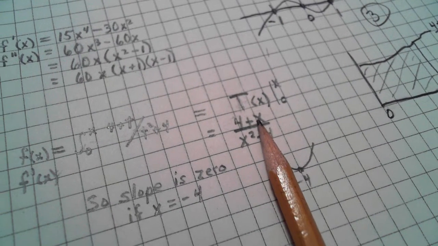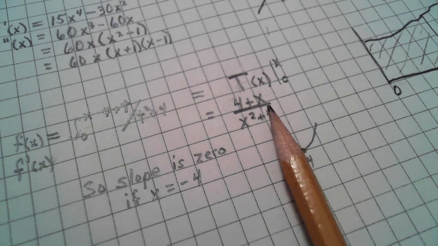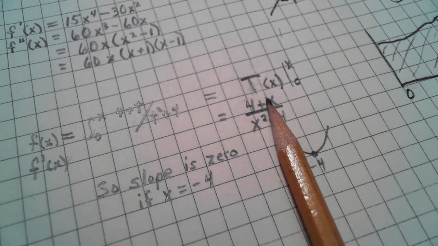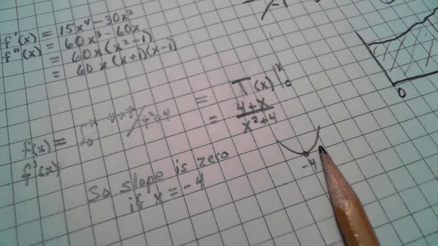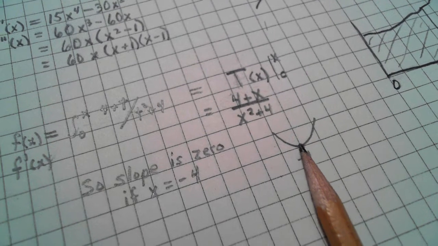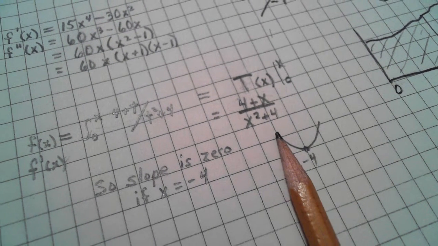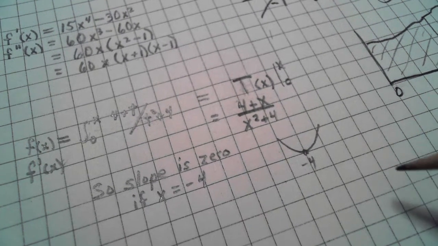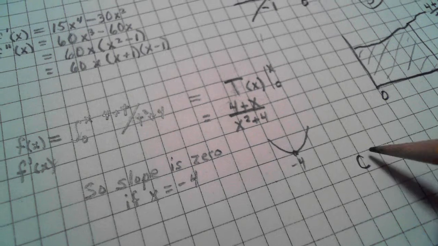And when x is -4, the slope will be 0. When x is to the left of that, or more negative, the slope will be negative, and to the right it'll be positive. So it looks like there will be a minimum, because slope switching from negative to positive says a minimum. So I'm recommending here choice C.